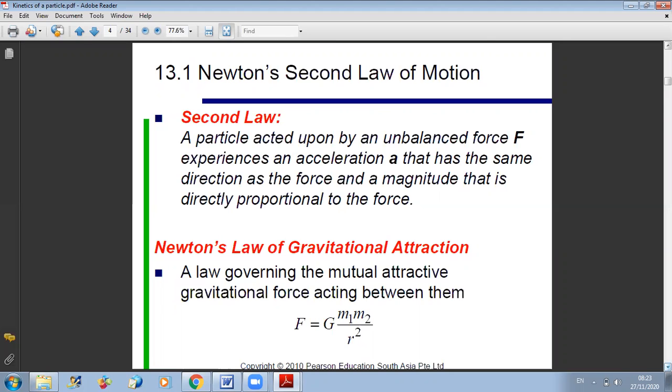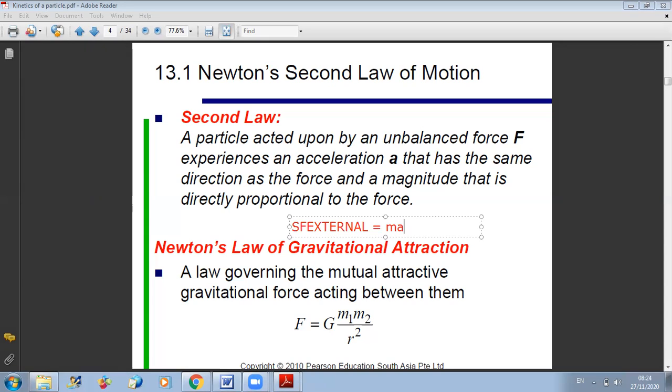Now the second law is related to accelerating bodies, and it states that if the net force on a system is F and it's experiencing an acceleration a, then I can write that the sum of external forces, pay attention, the forces should be external to the system, is proportional to the mass and the acceleration. It's equal to m times a. This is the second law of Newton.